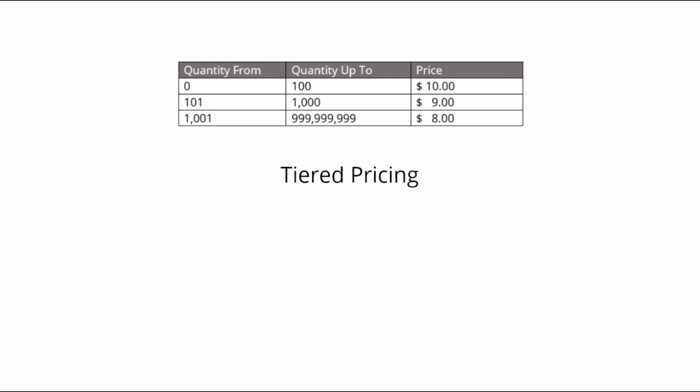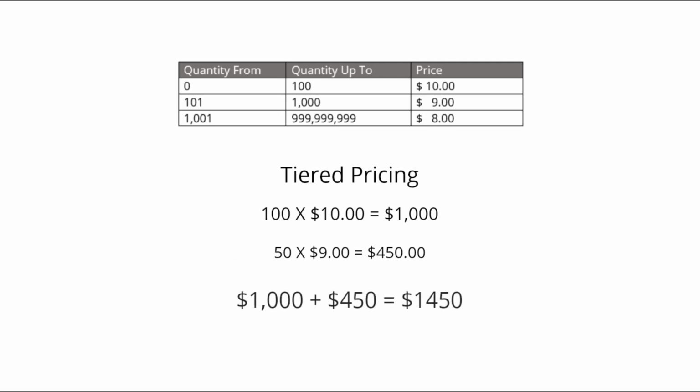With tiered pricing, RPM looks at the first quantity break to see what the max quantity is and calculates that price. Then it looks at the next line and takes the quantity that meets the line and calculates the price. Lastly, it takes the two totals to calculate the extended price for the line, which is $1,450 for this example.